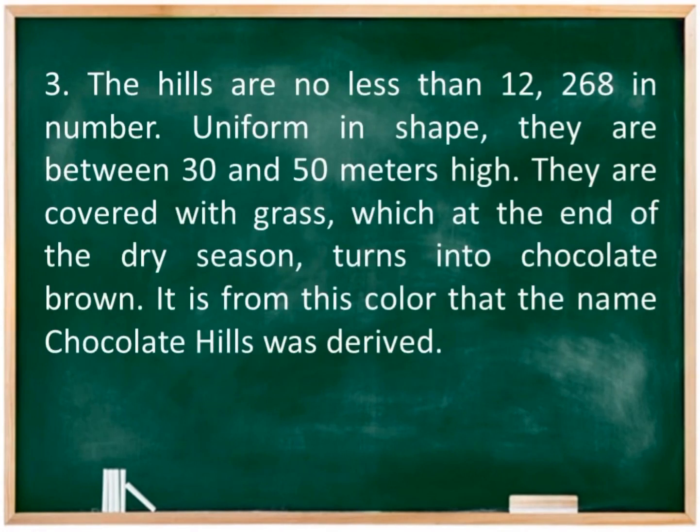Number 3. The hills are no less than 12,268 in number. Uniform in shape, they are between 30 and 50 meters high. They are covered with grass, which at the end of the dry season turns into chocolate brown. It is from this color that the name Chocolate Hills was derived. Very good. The answer is no.